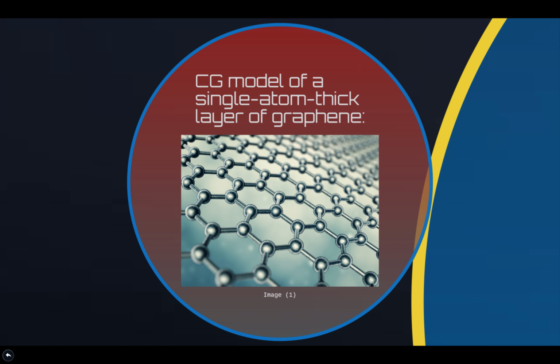Here you see a computer-generated image of a single layer of graphene. In this model, the balls are carbon atoms and the lines represent the atomic bonds between them.